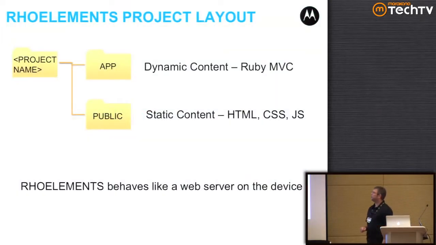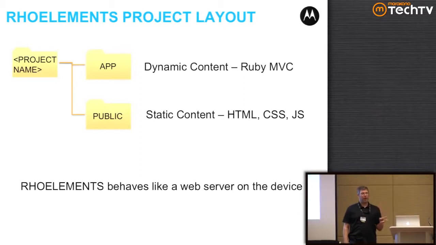So first, let's take a look at a RhoElements project layout. And if you were in Rob Galvin's earlier presentation, he went over this a little bit. I don't want to redo too much of what Rob did, but I just want to make sure that everyone has a level set of what we're dealing with. First off, in a RhoElements project, underneath the project name, you have two primary folders that are important for you to know about when you're porting your web application.